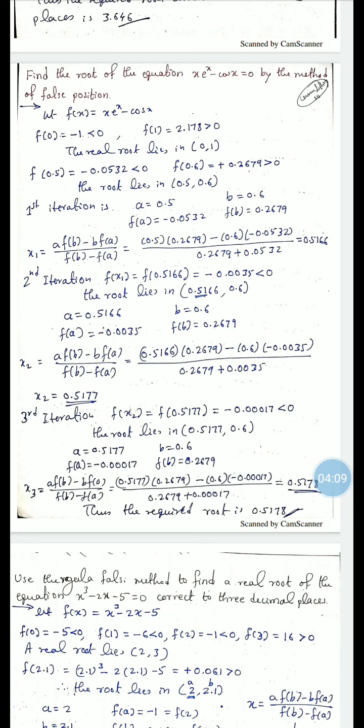So same procedure here we follow. Let f of x equal to x into e raised to x minus cos x. Again put x equal to 0, 1, 2, 3 or minus 1, minus 2, minus 3. To find one negative root and one positive root, put x equal to 0, we get minus 1. Put x equal to 1, we get 2.178. Therefore the root lies between 0 and 1.